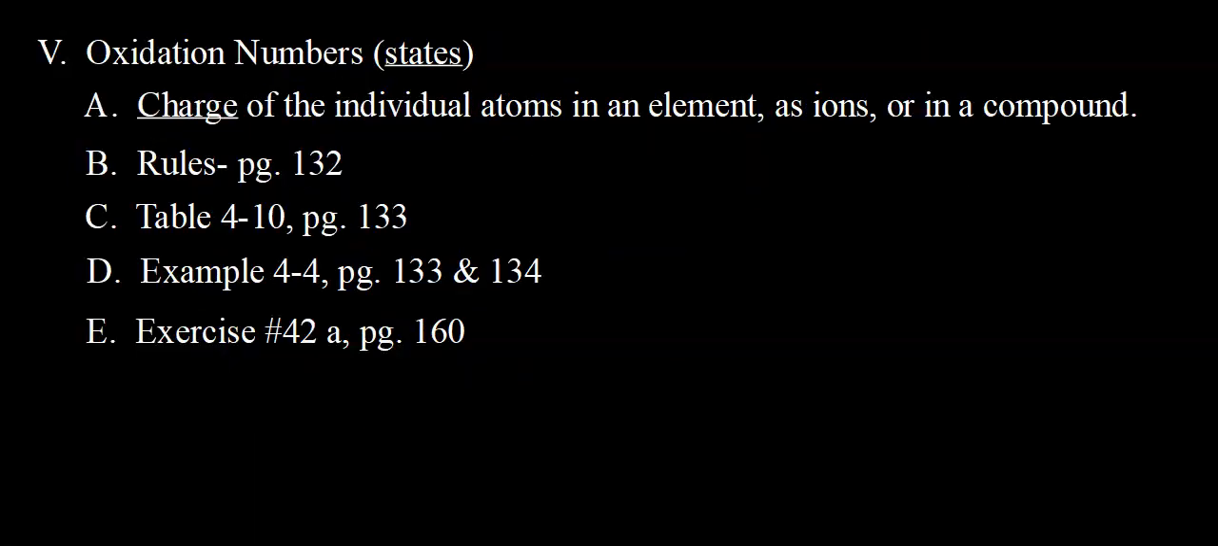So speaking of redox reactions, which we'll focus on in depth later on in the year, oxidation numbers or oxidation states. We use oxidation states to determine what is being oxidized and what is being reduced in a redox reaction. So an oxidation number or oxidation state refers to the charge of the individual atoms in an element or as ions or in a compound. The rules are found on page 132, so make sure you familiarize yourselves with those. In table 4.10, also we see some more examples and some more rules, so take a look there as well.